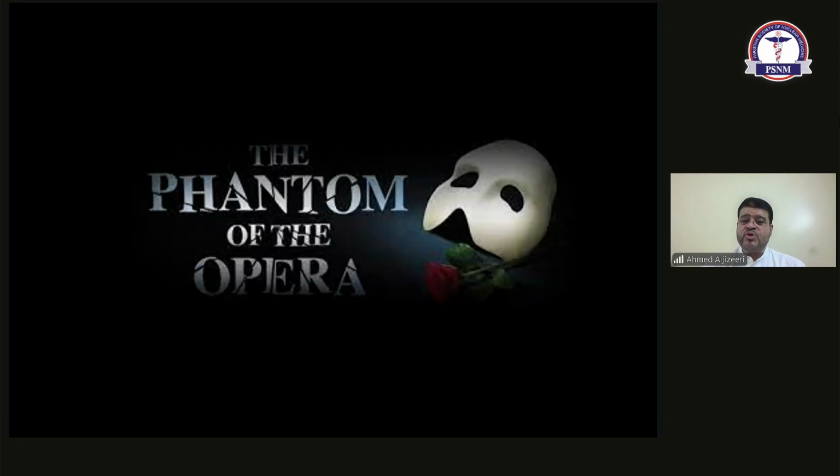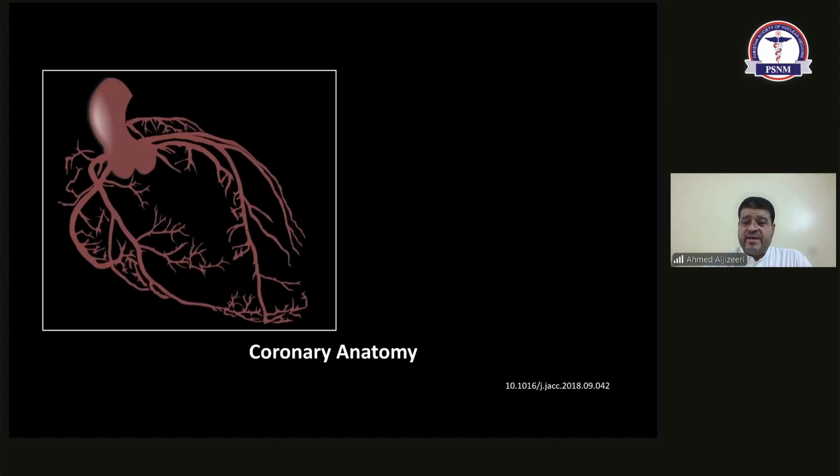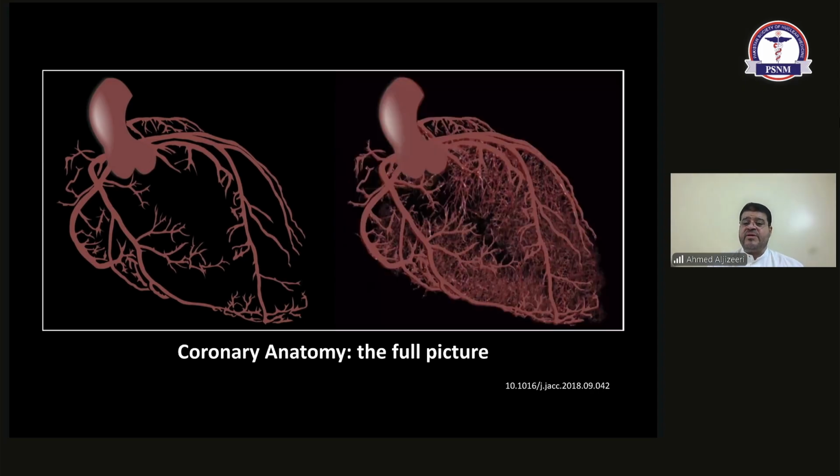So maybe we should be looking at the Phantom of the Opera. And this goes to the fact that whenever we think of coronary arteries, we think of the major coronary arteries, the left main, LAD, circumflex, and PDA, while in fact, this only accounts for 5% of coronary vasculature. The other 95% of coronary vasculature is related to microvascular arteries and arterioles that we cannot see by anatomical evaluation.